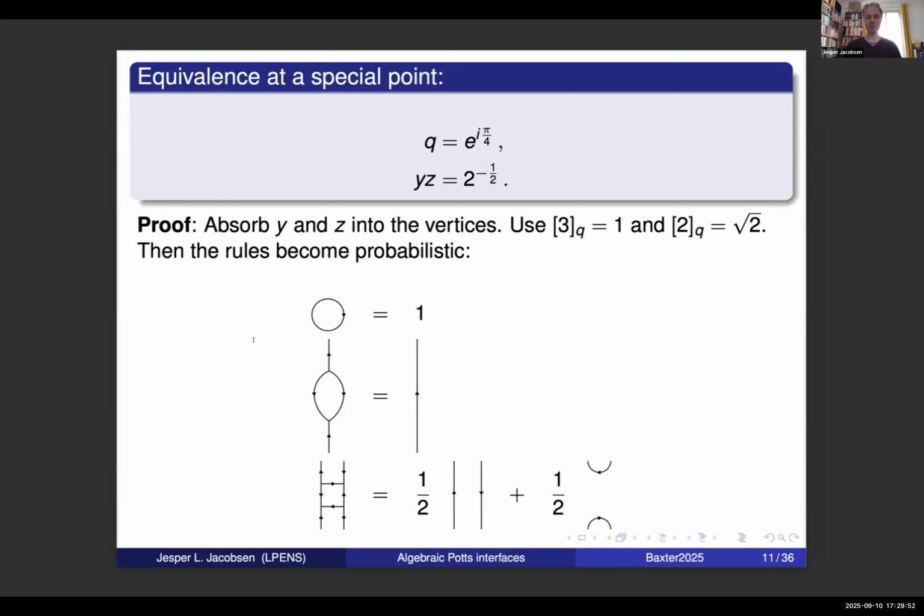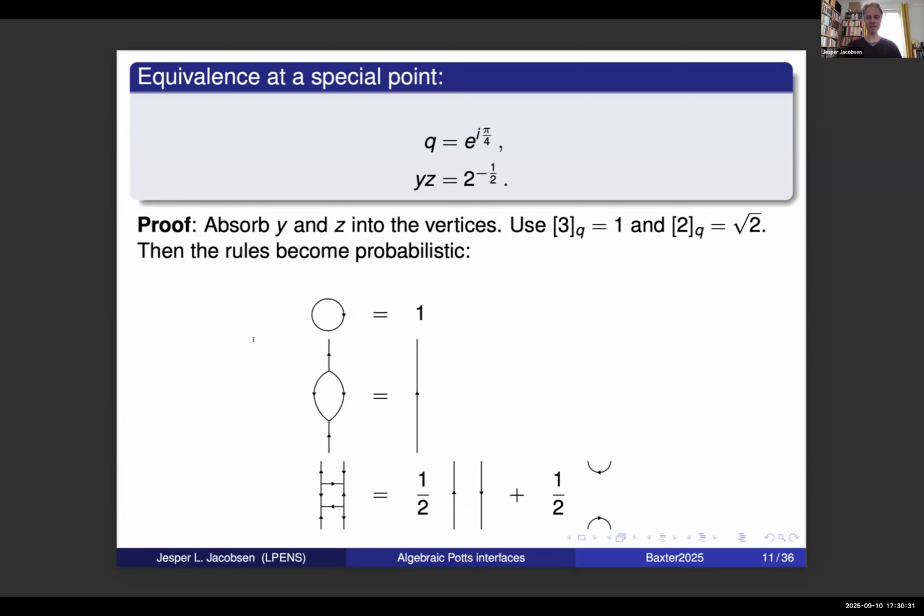If I absorb some part of the weight, 1 over 2 to the 1/4, into each vertex, the rules are going to be as depicted now. A loop will get weight 1. A tadpole will also get weight 1. And in the last rule, I get 1/2 of the first and 1/2 of the second diagram. So that means if you count the total weights on the left and the right-hand side, you always get 1. So those rules are probabilistic. So if I apply them to any configuration in the end, regardless of how I reduce it, I'm just going to get the number 1 and then I'm done.